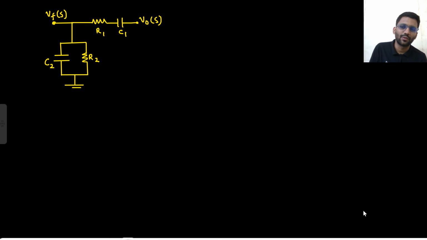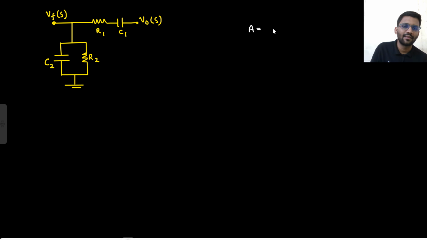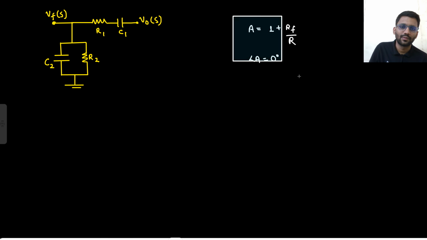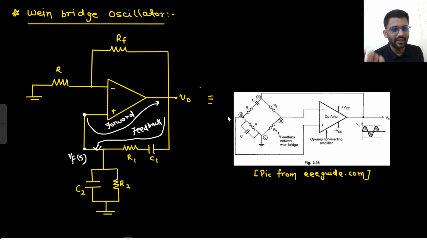What is your forward gain? This node is your VFS. Forward gain is 1 plus Rf by R. And what is the angle provided by the forward gain? That is 0 degree. Say yes or no. The angle provided by the forward gain is 0 degree, because this is a non-inverting amplifier. So the phase shift by the forward gain is 0 degree, so from the feedback as well, you will need 0 degree.